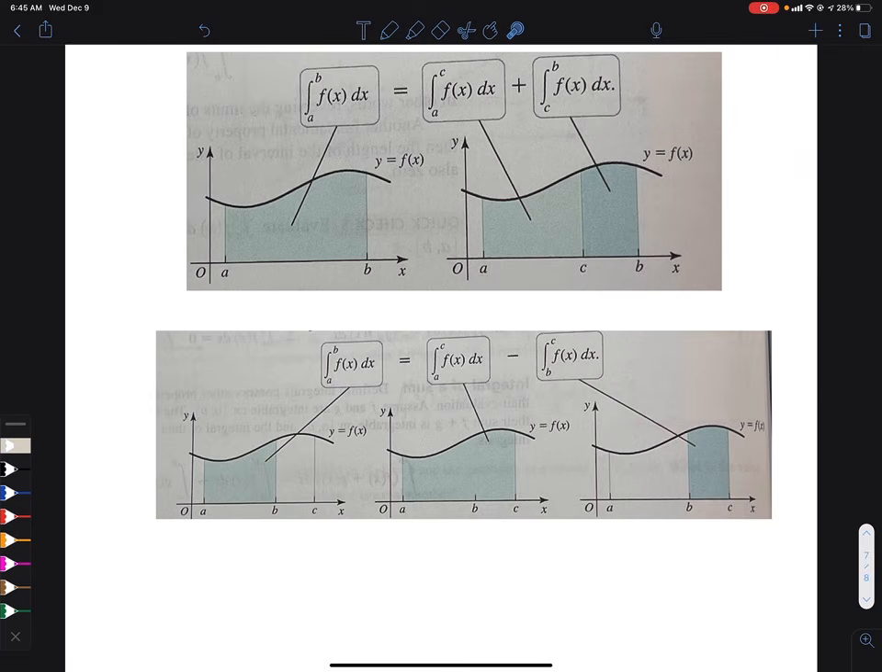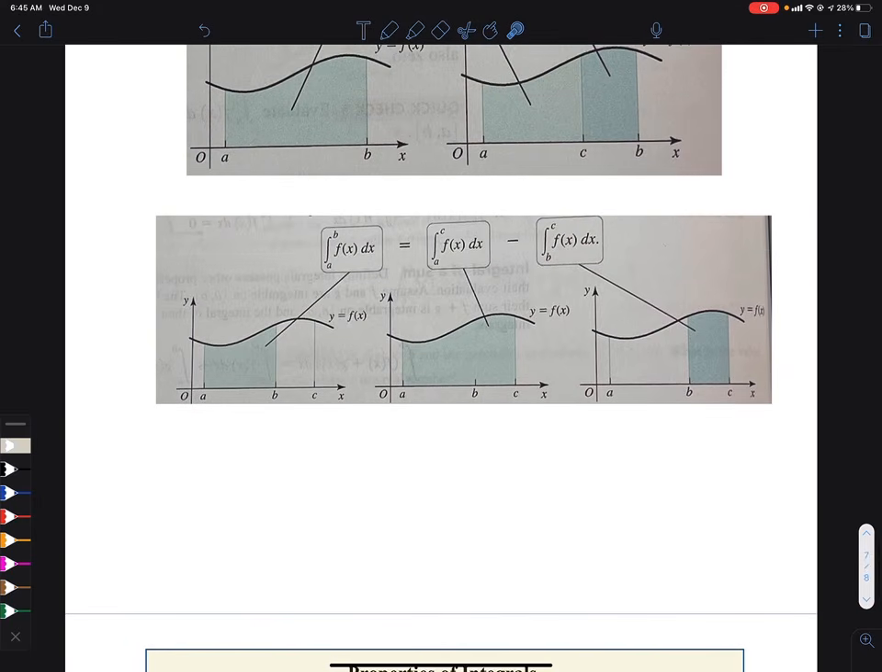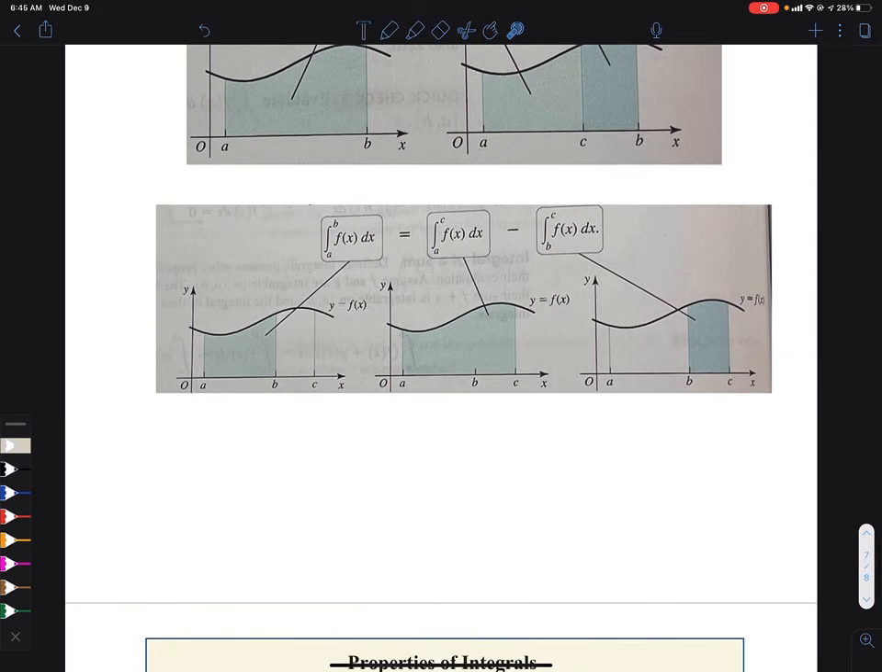Where it gets strange, remember I said you could pick a C here? Your C could actually be outside of A to B. It still works. Should I illustrate that? Maybe I will. I should have just thought of this ahead of time.